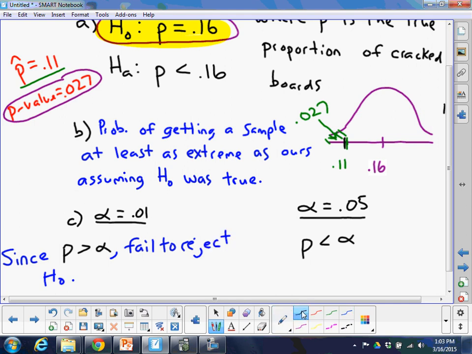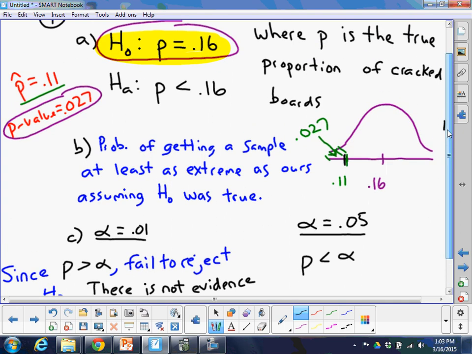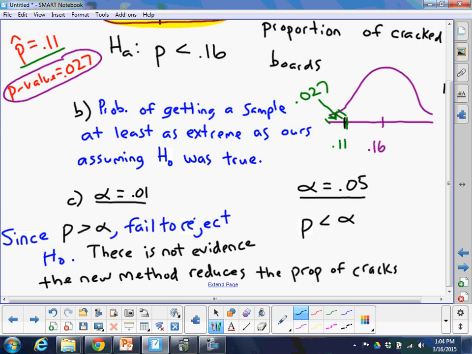We're never going to come out and say that we accept H0, but what we could say is there is not evidence that p is less than 0.16. There's not evidence for HA here, right? We're going with H0. So there is not evidence that the new method helps. Or to be real nice and specific, there is not evidence that the new method reduces the proportion of cracks, because we couldn't prove that it's less than 0.16.